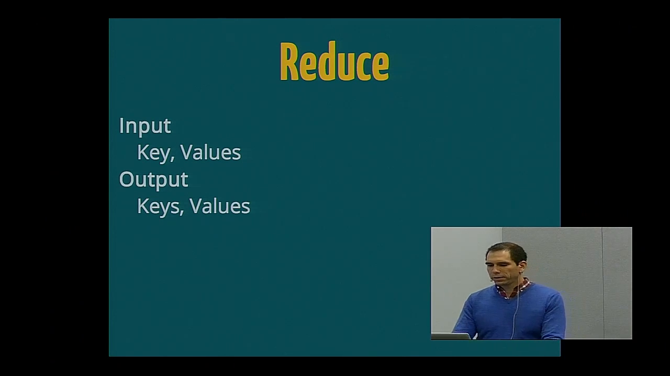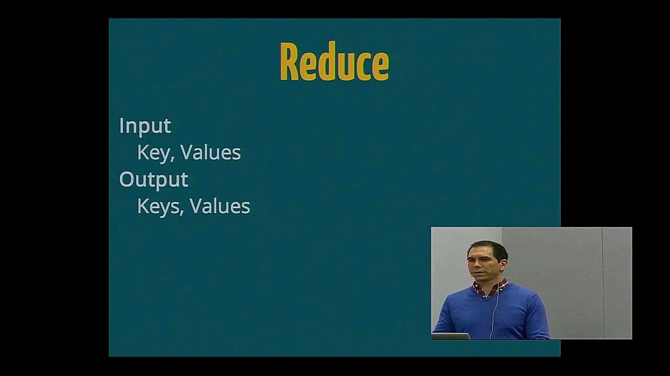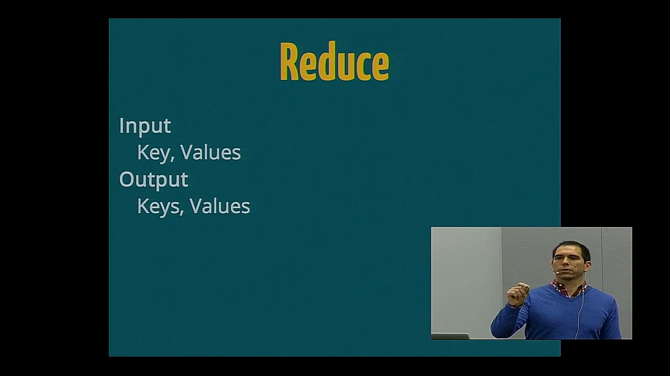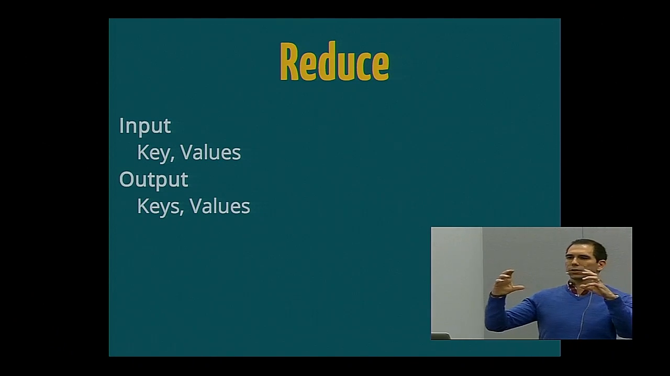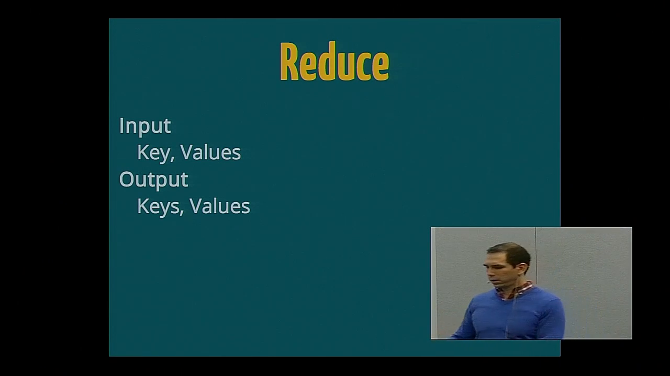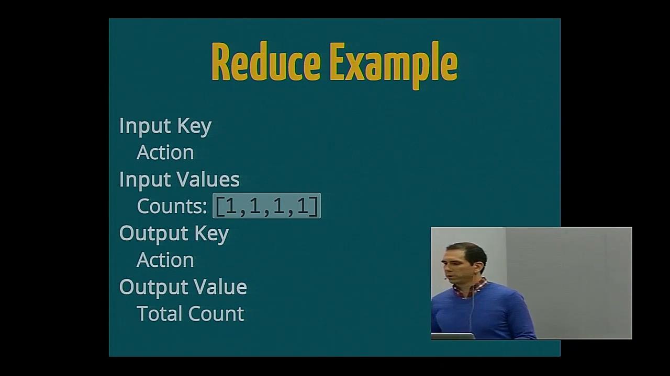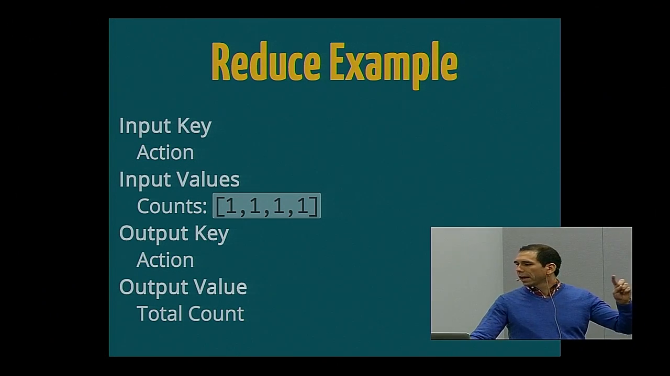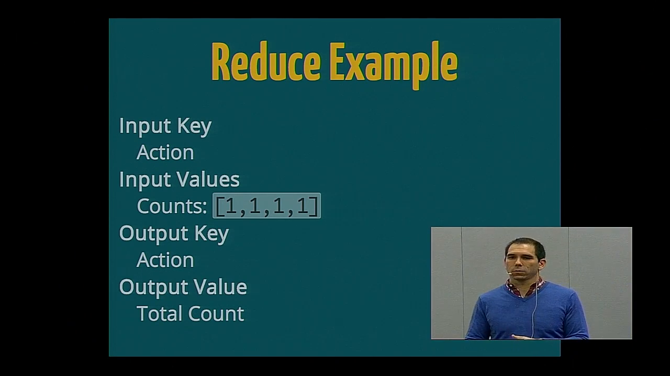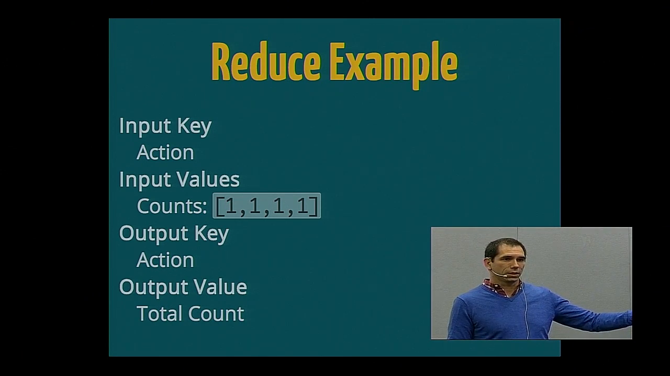So in terms of our example, for our input, what is the key that we're looking at? An action, exactly. And what are the values? Counts, right. So you can think of it as a list or a generator of what's in it. All the ones, exactly, all the ones. So in our reduce phase, again, we have that action as the key and the counts. And what we want to produce at the end of this run is the total counts of all of these actions that we've seen, right?